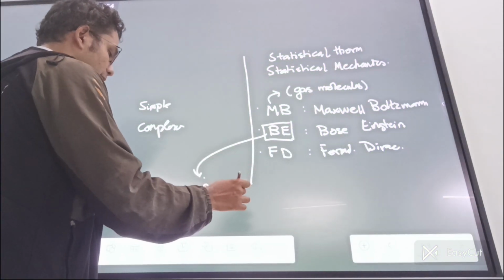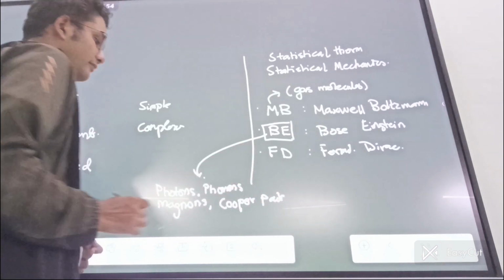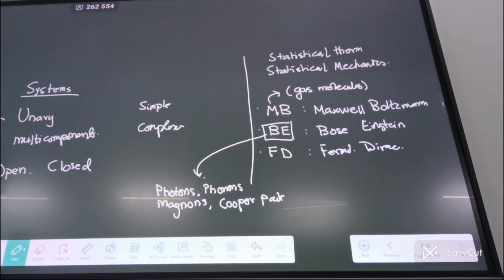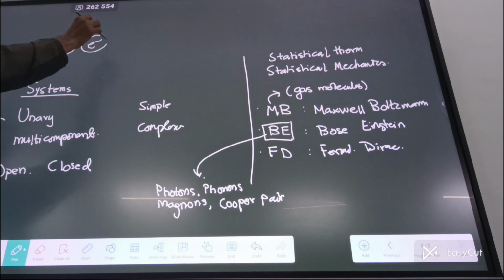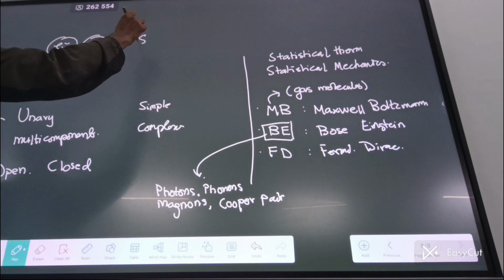Cooper pairs. What is a Cooper pair? If you bring two electrons together, will they stick or will they repel each other? They will repel each other. But there are certain cases where two electrons join together and move like a pair. This phenomenon is called a Cooper pair, and it is the basis of the phenomenon called superconductivity.